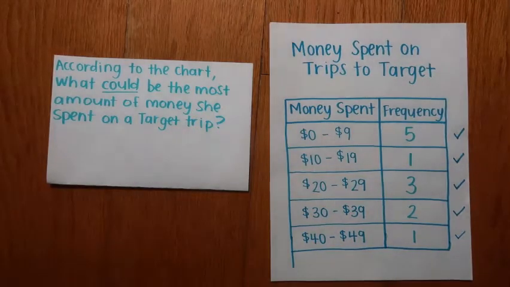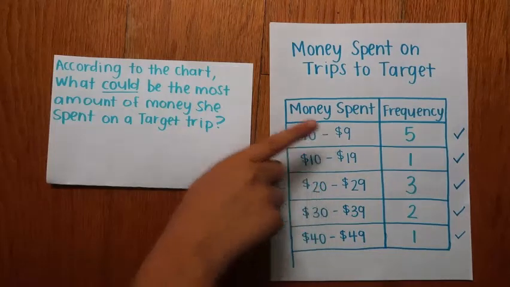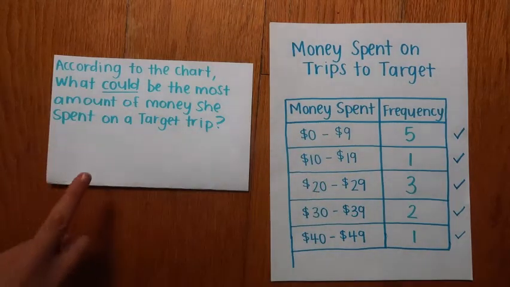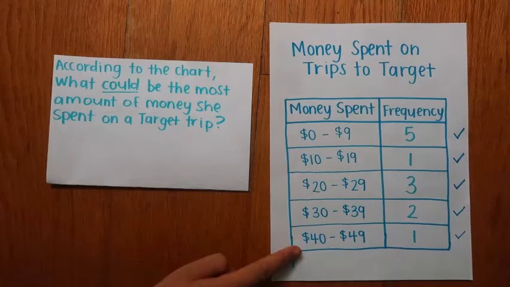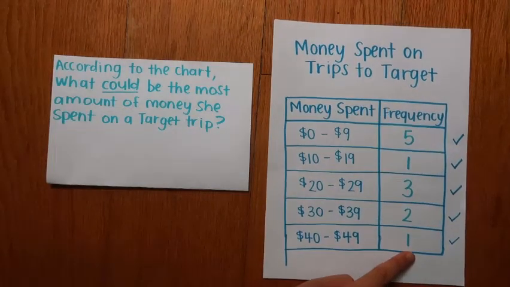Okay, for this last one, it says, according to the chart, what could be the most amount of money she spent on a Target trip? So we're using this chart to figure out what's the most amount of money she could have spent. It doesn't tell us exactly how much money she spent on any of those trips. It just says, you know, on 5 of the trips, she spent between $0 and $9. And so when we're looking for the most amount of money she spent, I'm going to find the section that has the most. Okay, $40 to $49 happened once.